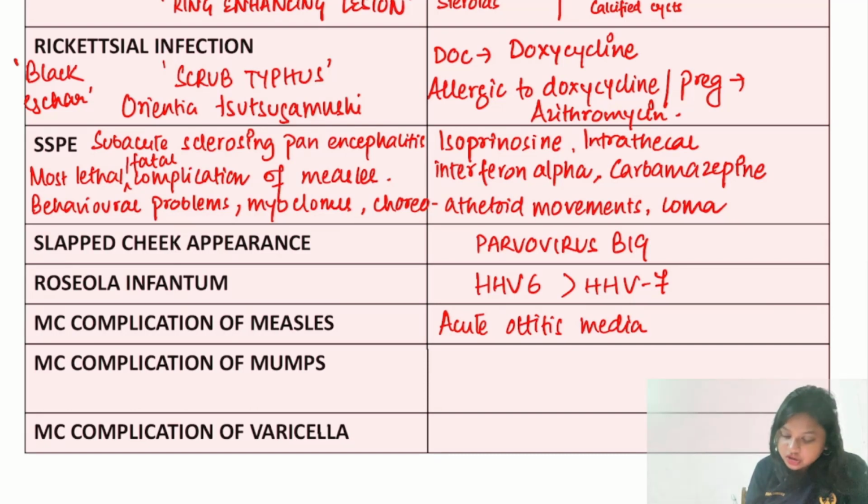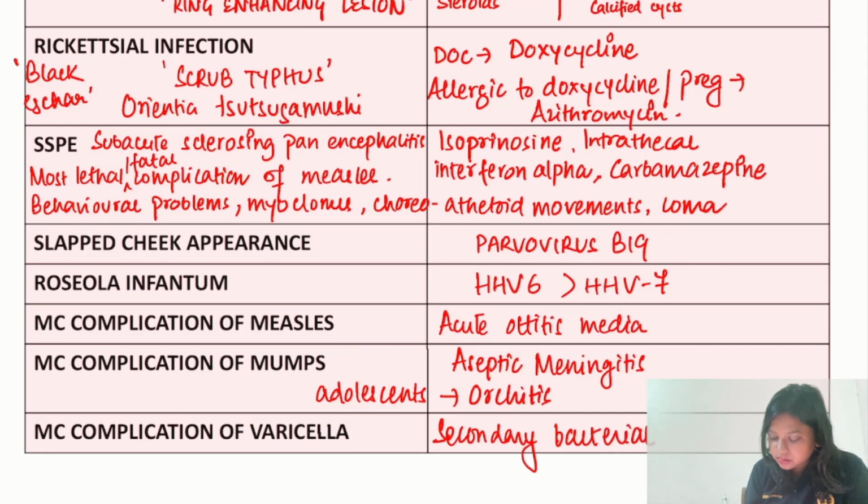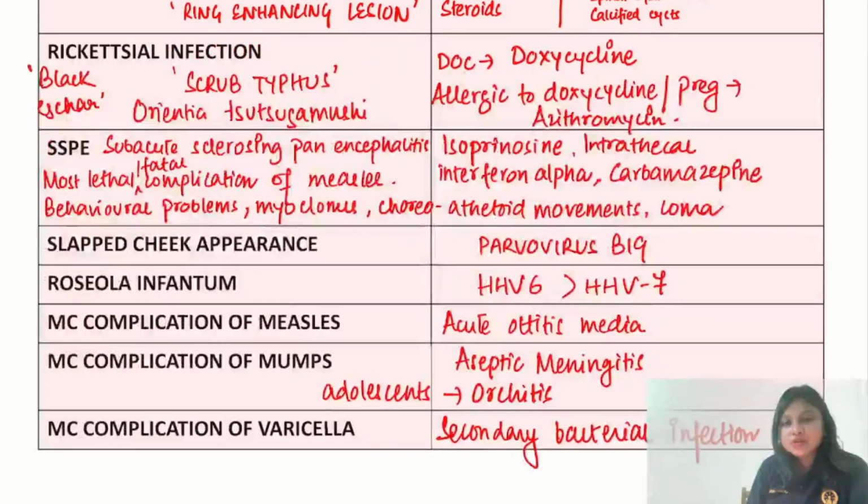The most common complication of mumps is aseptic meningitis. In children we can have meningitis with or without encephalitis. In adolescents we can also have orchitis. The most common complication of varicella is secondary bacterial infection. Since I have done measles, mumps and varicella, let me also ask, can you tell me the most common complication of pertussis?